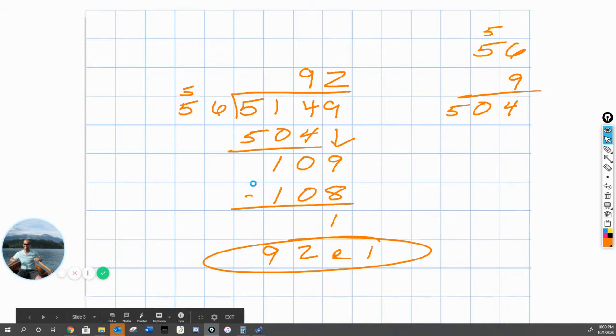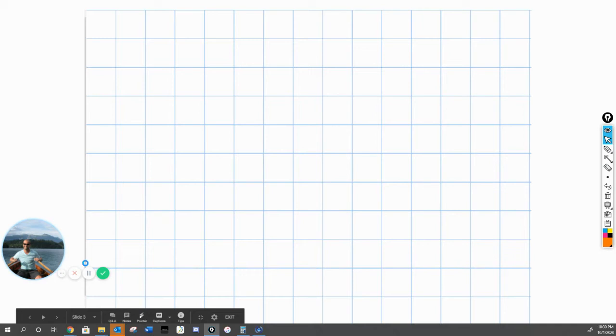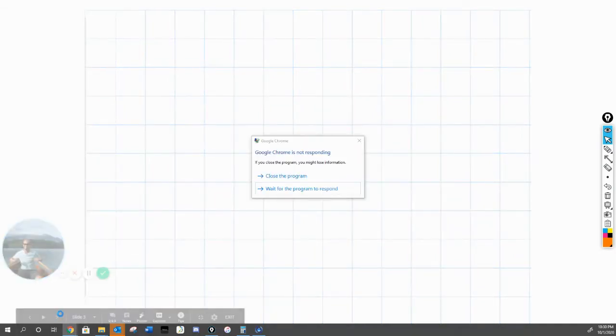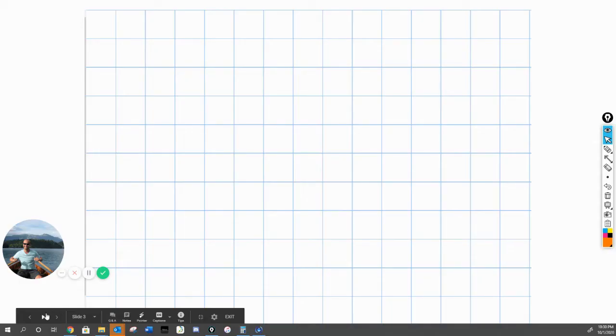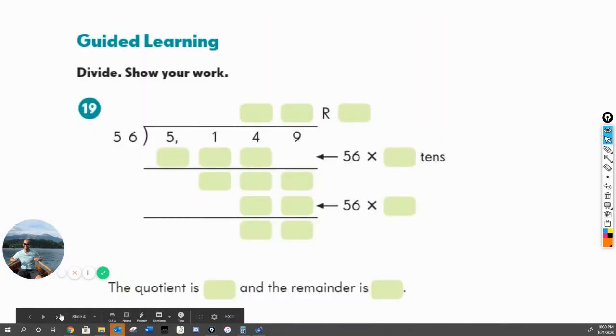Uh-oh. My mouse quit talking to me. Don't do this to me. Oh, no. Oh, did you guys see that? It told me Google Chrome's not responding. Well, let's see what happens.